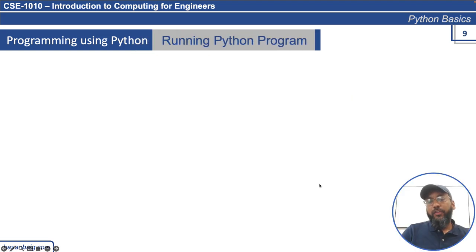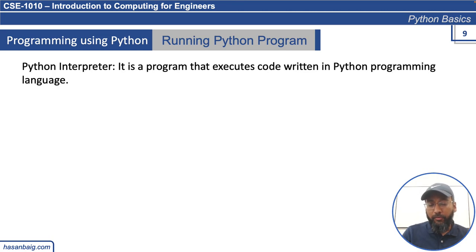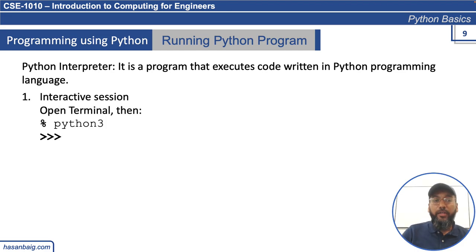So assuming that we have Python installed, how can we run a Python program? There is a program called the Python Interpreter that executes code written in the Python programming language. And there are two ways of executing a Python program. One is the interactive session using the terminal.